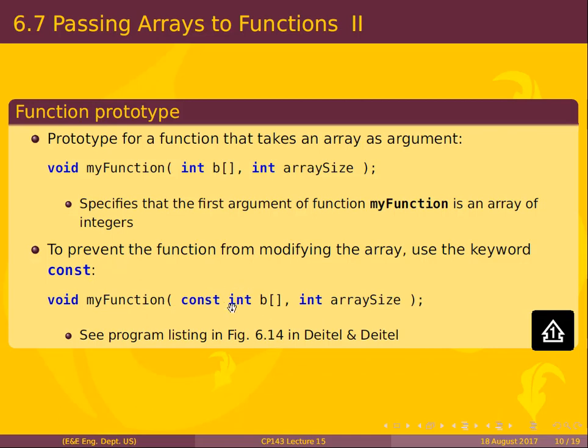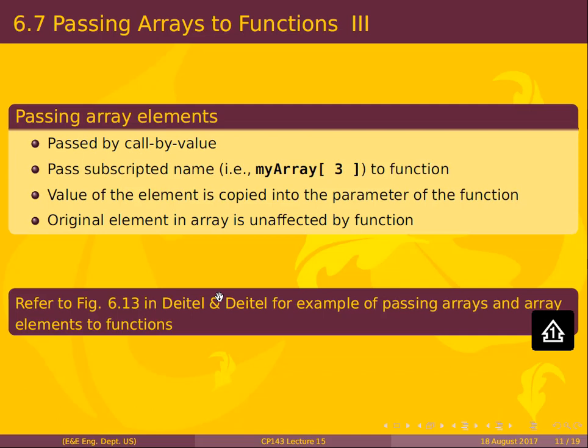And we can do that by using this const keyword. So if our intention isn't to modify the array at all, we can say void my function const int b and the array size. So it looks exactly the same. We just precede it with the const keyword.